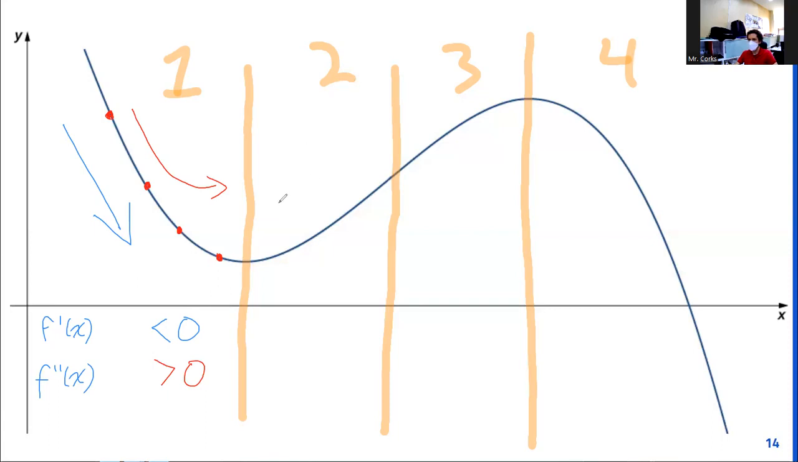Region 2, function is increasing. Okay, if it's increasing, slopes are positive, then our first derivative is positive. And as we just talked about, if we compare any 2 points and compare the slopes, as we go, the slopes are getting a little more positive. We have the second half of that U shape. That's not curving up a lot, but it is curving up. So second derivative, also positive.